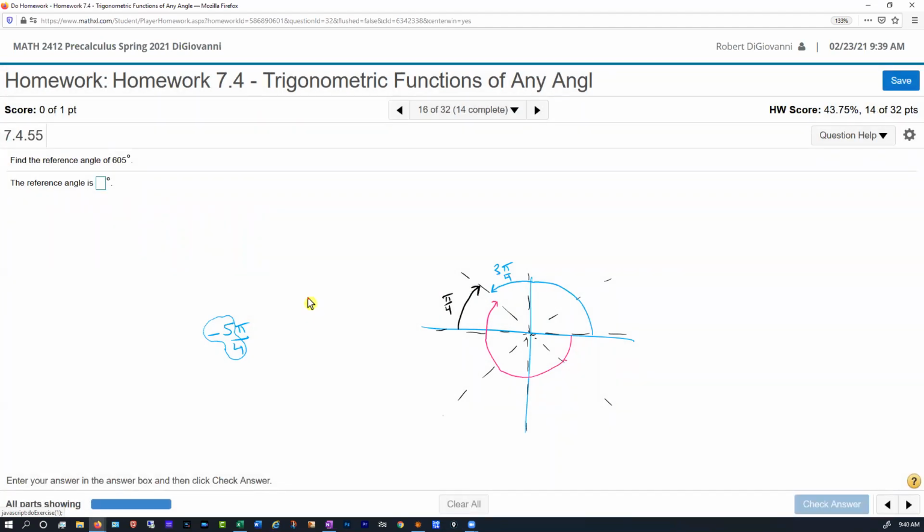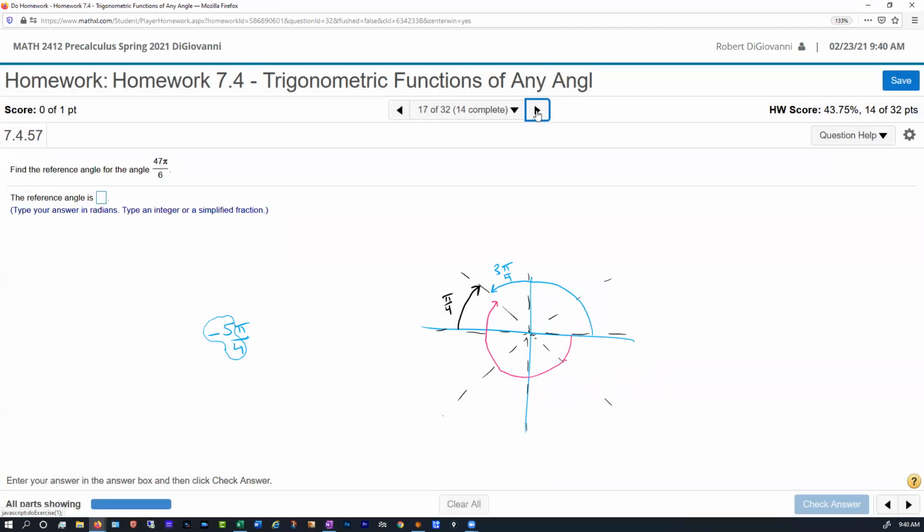All right, I think you can do this. Reference angle of 605, just subtract 360 from that, and then figure out where you are, and then figure out the distance to the x-axis. So I'm not going to do that one. I don't think I'm going to do that one either.